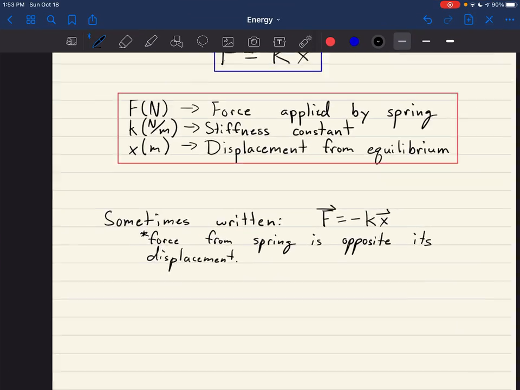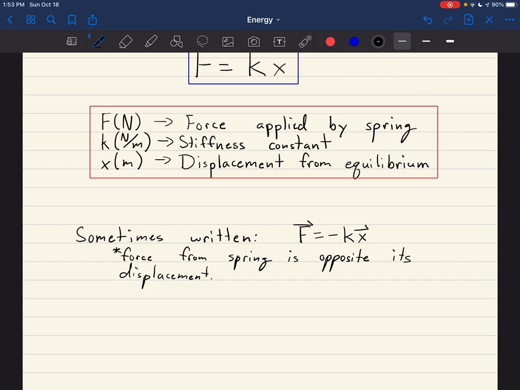Okay. All right, one other thing I just want to point out is that Hooke's law is often written this way with vectors and a negative sign. That is just to tell you that the force that the spring applies is always in the opposite direction compared to its displacement. So if you move it to the right of its equilibrium position, the spring will pull to the left, right?